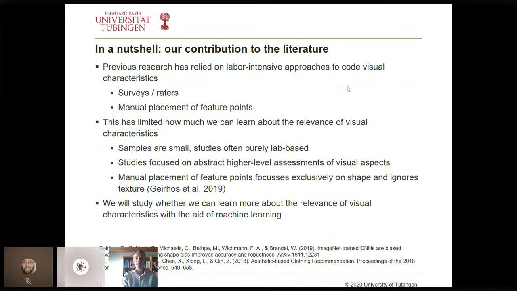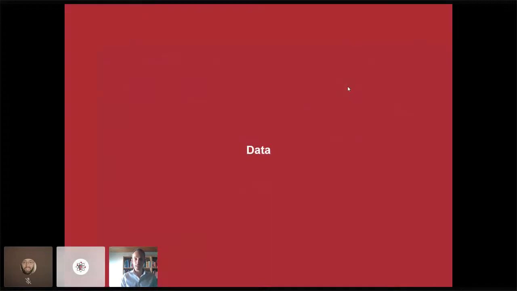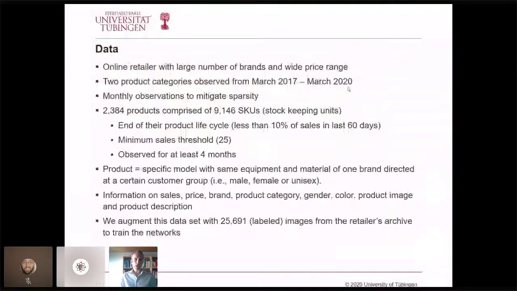So in a nutshell, we'll study whether we can learn more about the relevance of visual characteristics with the aid of machine learning. So let's have a brief look at the data. We cooperate with an online retailer that carries a large number of brands and has a wide price range, so quite a variety in terms of products that we see.